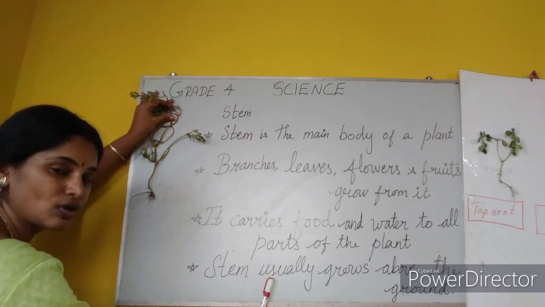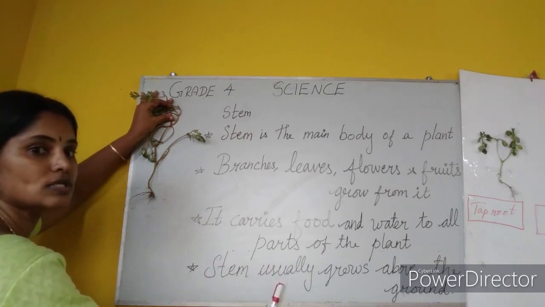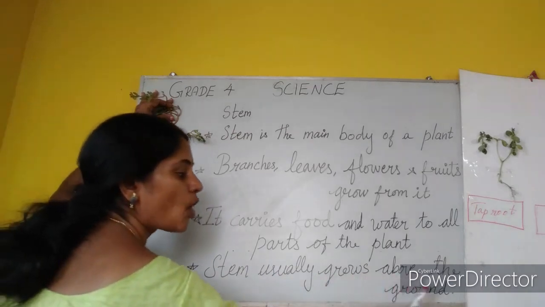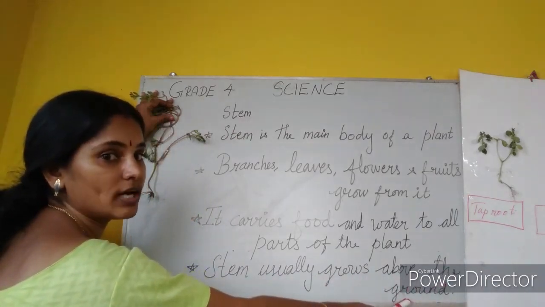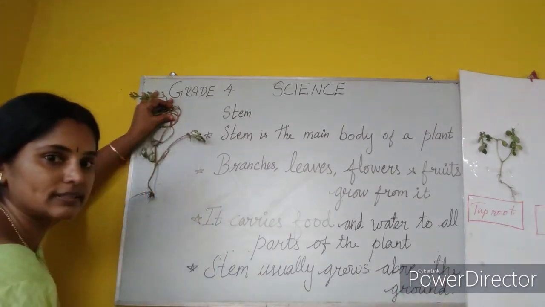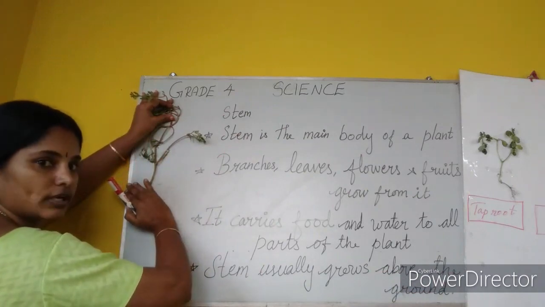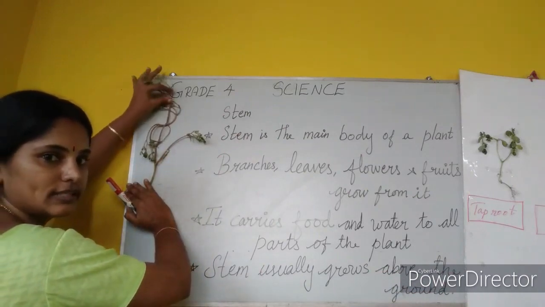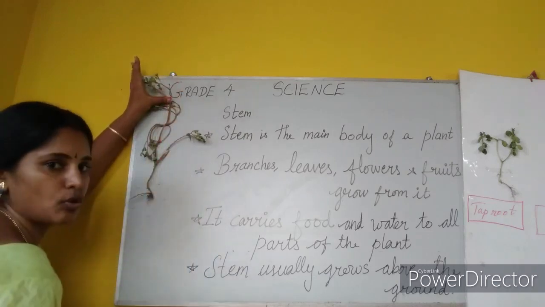The root grows under the ground. The stem usually grows above the ground. So this part is in the soil, and usually we will see only this part above the ground. Stem grows above the ground.